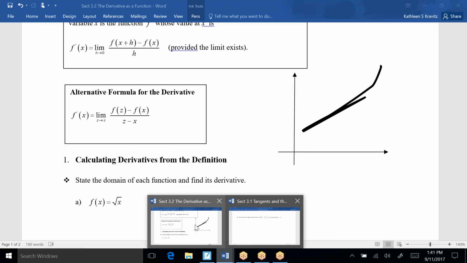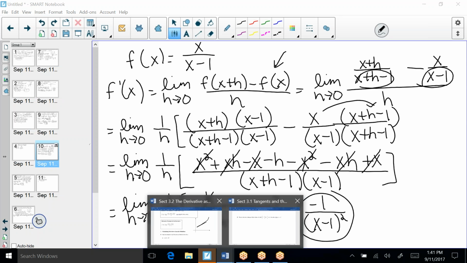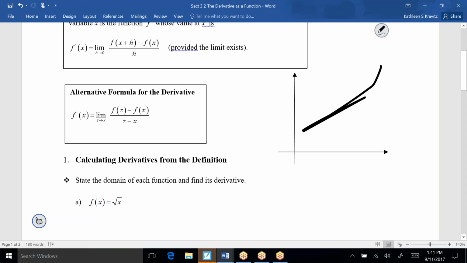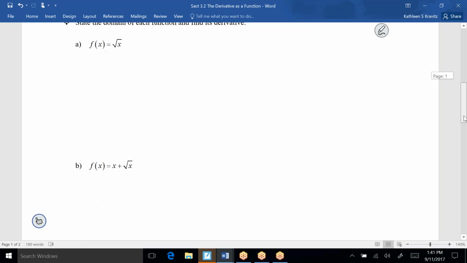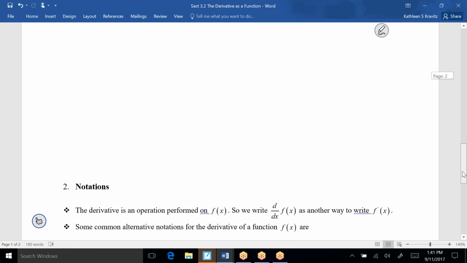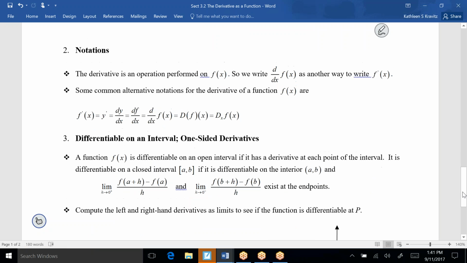All right, let's go back then to our notes. Let's take a look at the next part. It talks about notations here. So the derivative is going to be an operation that's performed on f of x. So one way that we write that is we say d dx. So it means that it's an operation that's performed on f of x. So we're finding d df, which means a derivative of that function f of x.